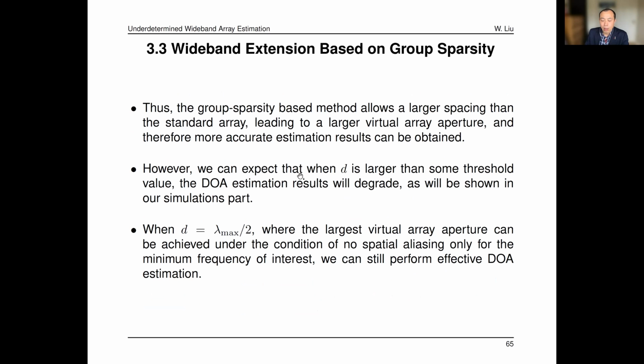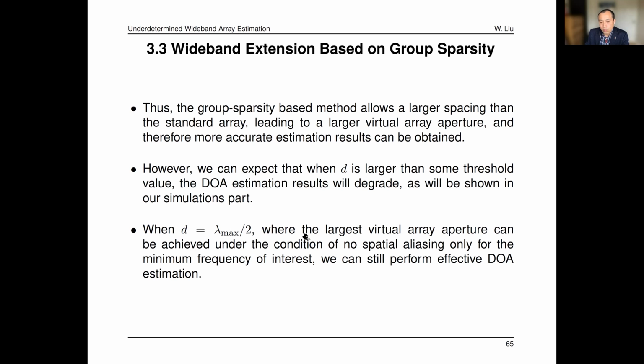We can expect, however, that when D is larger than some threshold value, the DOA estimation results will degrade, as will be shown in our simulation parts. Basically, if you increase it further, there are many aliased locations, which will cause interference to your estimation, right? So your estimation performance will, from some point, degrade. And if you choose to increase D to lambda max over 2, in this case only the lowest frequency has no aliasing problem, but for other frequencies you have aliasing problems. Because you have a frequency which has no aliasing, you can still have a good result, because that part will provide a good reference for the whole frequency range of interest.